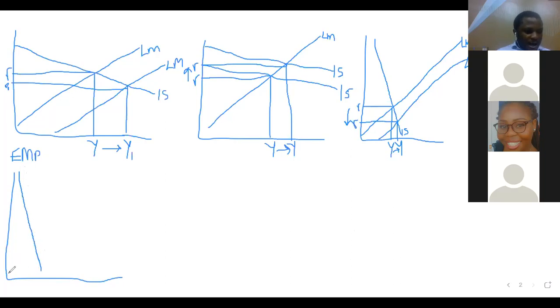And then you have your LM, and you have your IS. So remember, you still have your initial point. Let's consider an expansionary fiscal policy. When you have an expansionary fiscal policy, look at what happens. Output will increase and interest rate will increase in the same proportion.